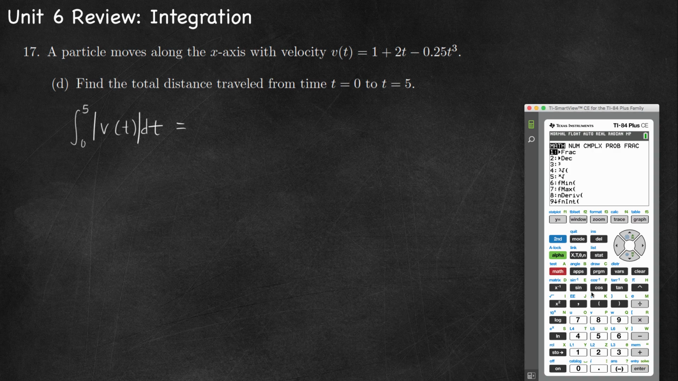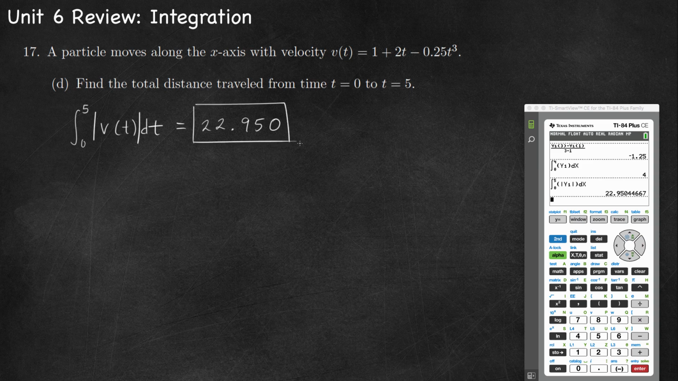On our calculator, we can do this easily. Math 9, we're integrating from 0 to 5, and then you enter absolute value. So math over to num for number, and then 1 absolute value. And then we enter our velocity. My velocity is still in y1, so I'm going to call up y1. And I'm getting 22.950. Again, we don't have units, but this is my total distance traveled. If we integrate velocity and we don't use absolute value, then we're going to get the net distance traveled.